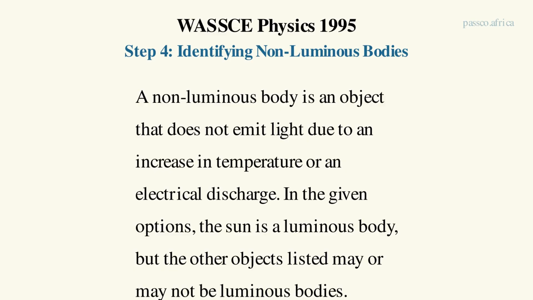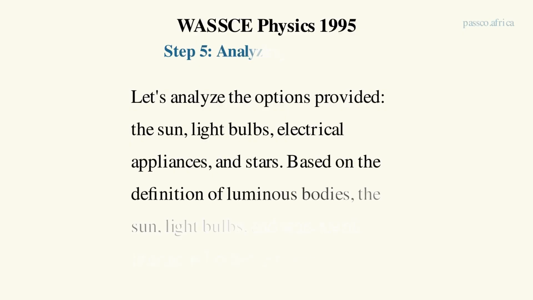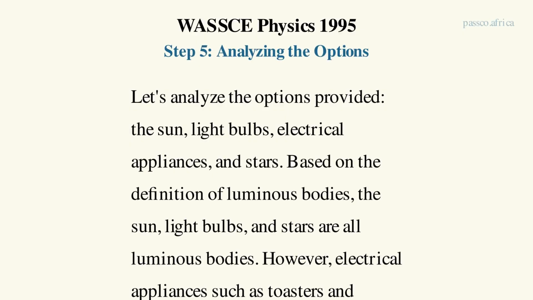Step 5. Analyzing the options. Let's analyze the options provided: the Sun, light bulbs, electrical appliances, and stars. Based on the definition of luminous bodies, the Sun, light bulbs, and stars are all luminous bodies. However, electrical appliances such as toasters and heaters may not necessarily be luminous bodies, as they may not emit light.